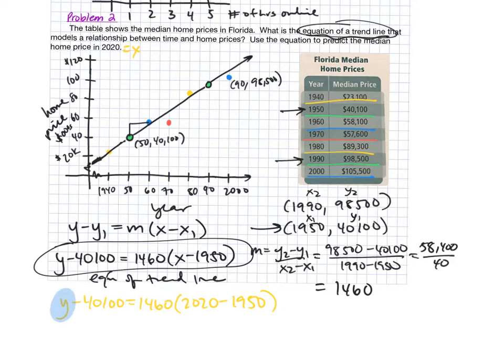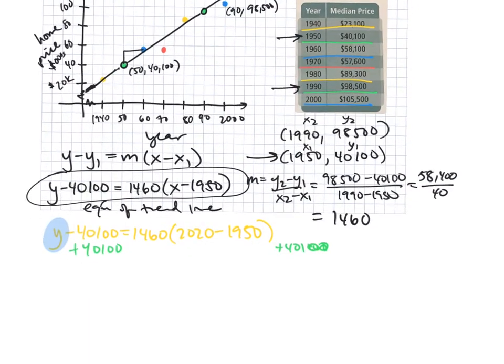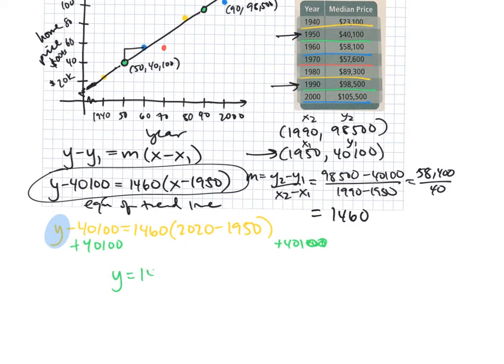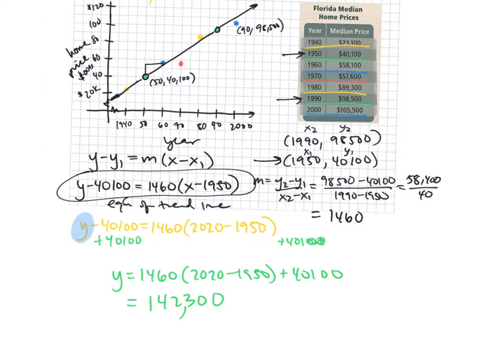So then let's actually add 40,100 on both sides to do this. Okay, and so my y equals 1460 times (2020 minus 1950) plus 40,100, and you can just do that in the calculator, and you get 142,300.